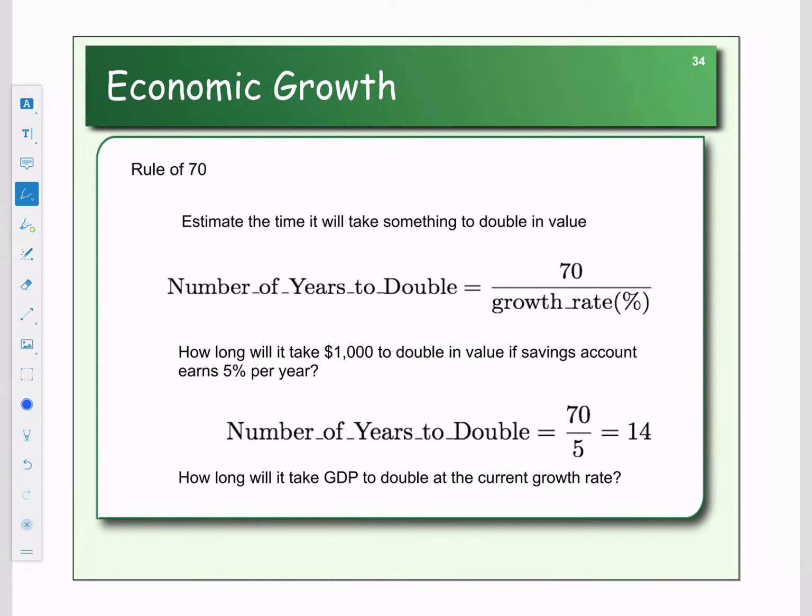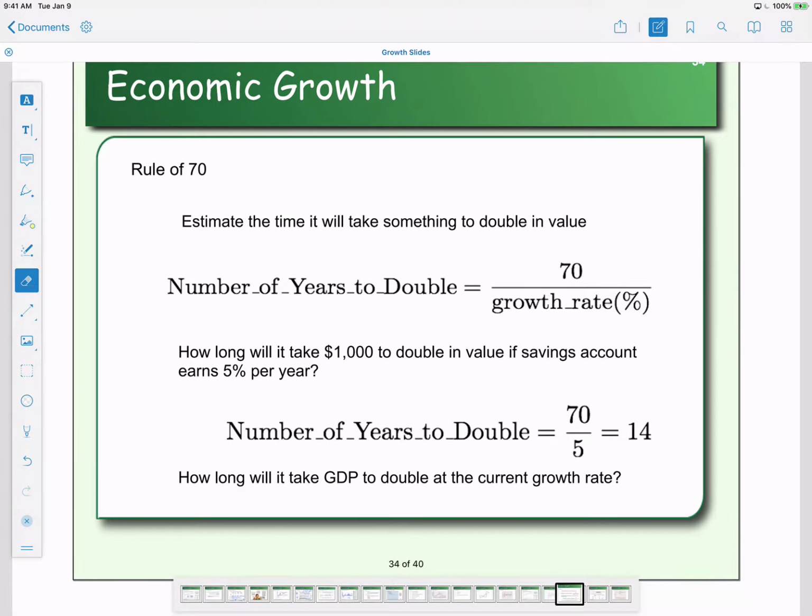Now, if we know what our growth rate is, then we can use what is called the rule of 70. The rule of 70 is a way to estimate how long it will take something to double in value. We can use it for anything, including your investments. Let's suppose you have $1,000 in your savings account. How long will it take for that savings account to double in value from $1,000 to $2,000 if your current interest rate is 5% per year?